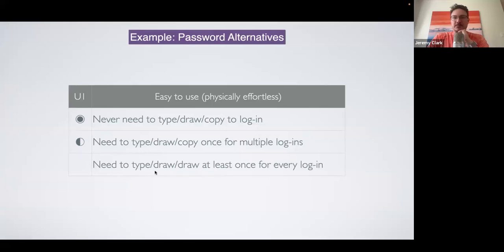And then if I have to put in my password, whether it's typing, drawing, or copying, sorry. Two-factor authentication would be an example here, where not only am I putting a password into every single website I go to, but I also now have to look at a text message and copy it character by character into the website. And if I log into 100 websites, I have to do that 100 times. Okay, so that's the worst in terms of easy to use. It's the most physical effort of probably all the schemes that we have.